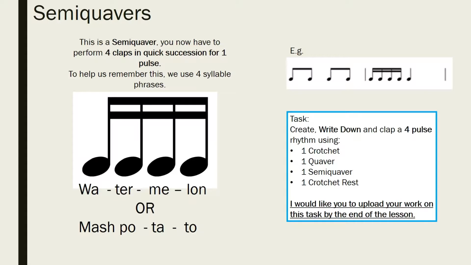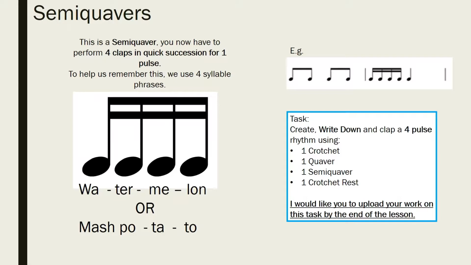So it's quite quick. Please make sure you get a good sense of pulse. Get used to that pulse. Say the word watermelon or mashed potato, and then try and clap it. With that, I put a rhythm at the top right to show you how they sort of add together. So we've got here coffee, coffee, watermelon, tea. It's quite an interesting rhythm.